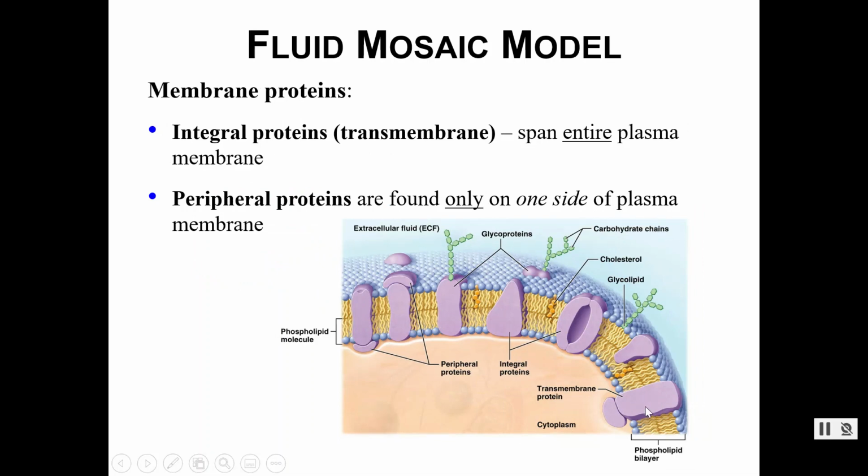Now, speaking of all these proteins, we do have a couple varieties of proteins that are found consistently in our plasma membrane. We have integral and peripheral proteins. Integral proteins, which are sometimes referred to as transmembrane proteins, will go from one side of the cell all the way to the other side. Okay, spans the entire plasma membrane. While peripheral proteins, on the other hand, so this little guy, for example, is only found on one side of the plasma membrane. So this guy's inside, this little guy would be outside. But again, notice they're only on one side.